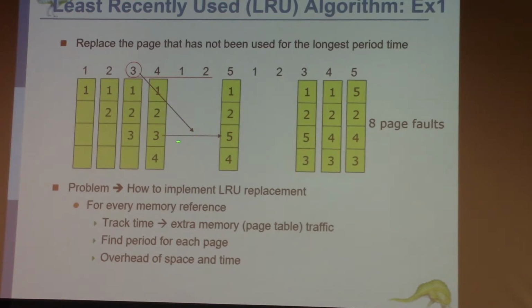And what about 3? 3 was accessed 4 times back. And 4 was used 3 times back. So which one is the least recently used? 3. So we are going to replace 3 with 5. This is called the least recently used, LRU, algorithm, which is the most popular algorithm for caching of any type.